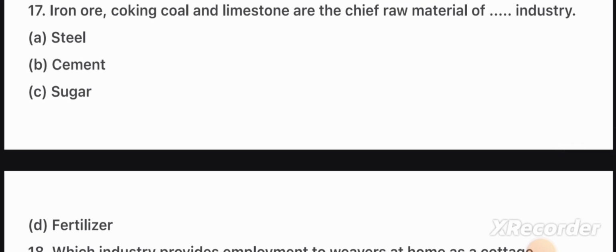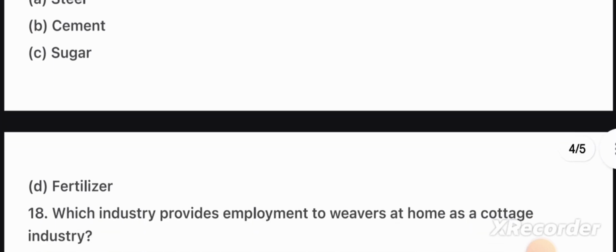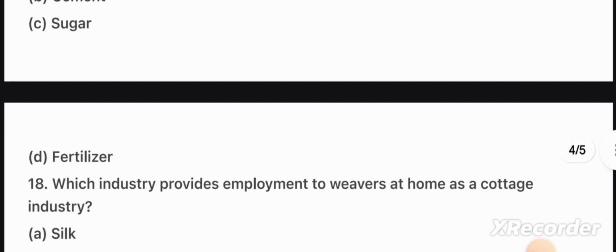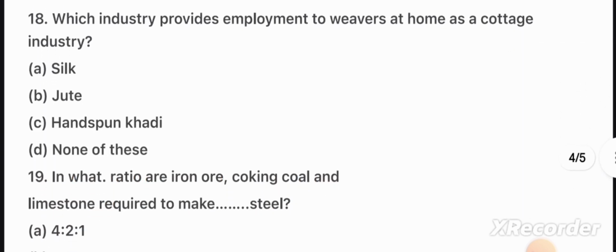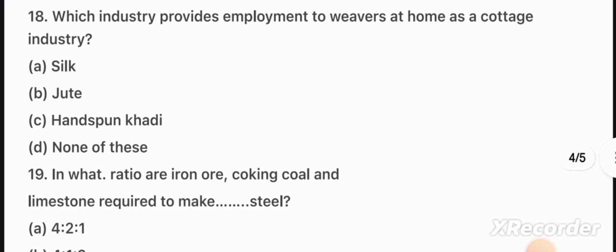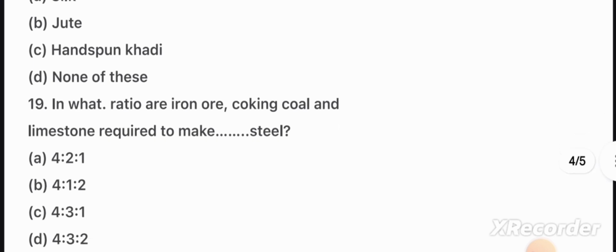Iron ore, coking coal, and limestone are chief raw materials of ___ industry. A. Steel, B. Cement, C. Sugar, and D. Fertilizer. Question number 18. Which industry provides employment to weavers at home as a cottage industry? A. Silk, B. Jute, C. Handspun khadi, and D. None of these.